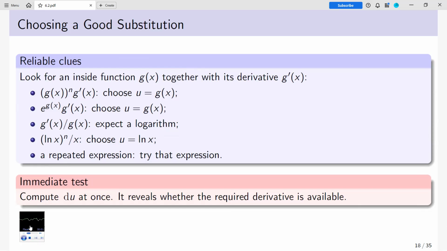A good substitution simplifies the integral because the derivative of the chosen inside function is present. Computing du immediately tests the choice. It is like checking the bus number before boarding, a tiny effort that prevents a very long detour.